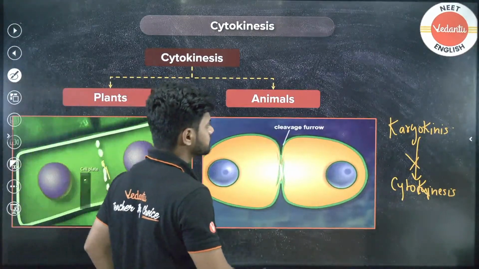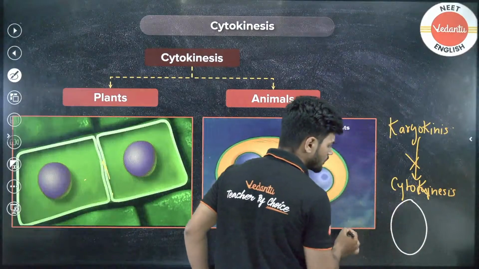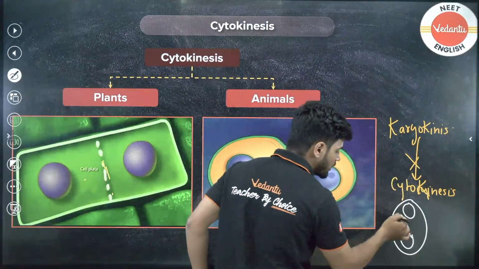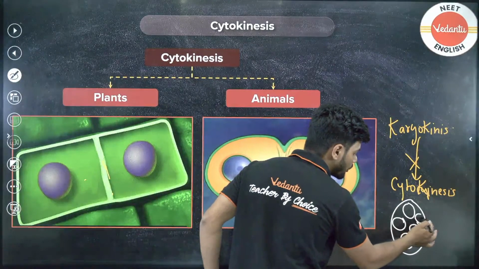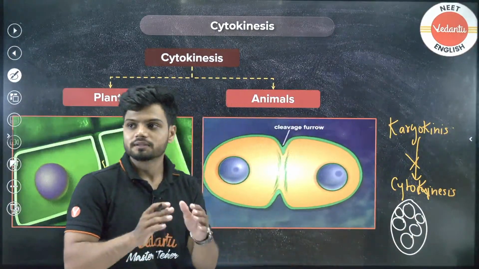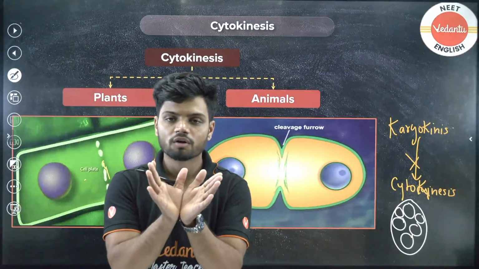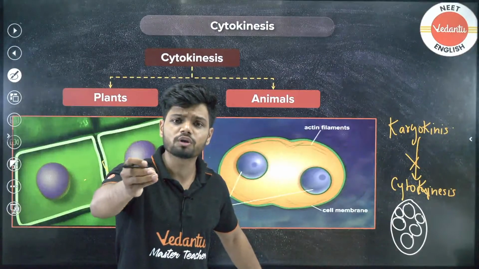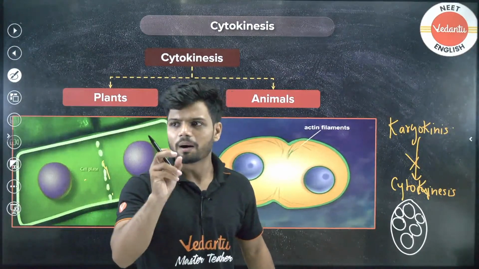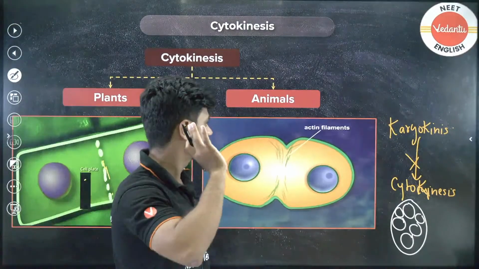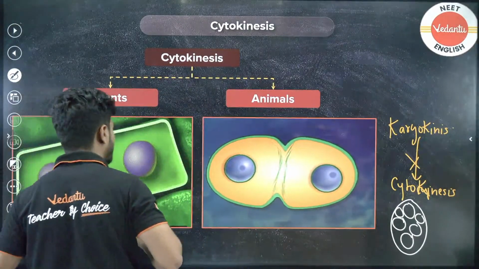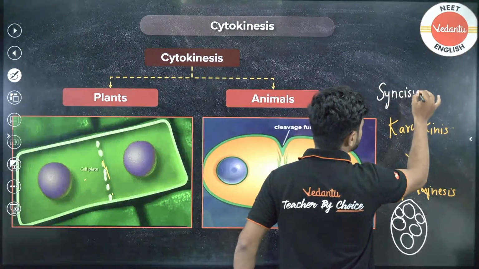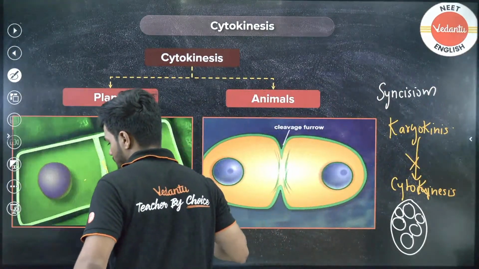Obviously, if this is the cell, it will have one nucleus here, one nucleus here. Eventually, it will divide again. More nuclei will be arranged inside because the cytoplasm is not dividing. Only the nucleus is dividing inside. So, can we get a multinucleated condition? Yes. This multinucleated condition is called a syncytium.